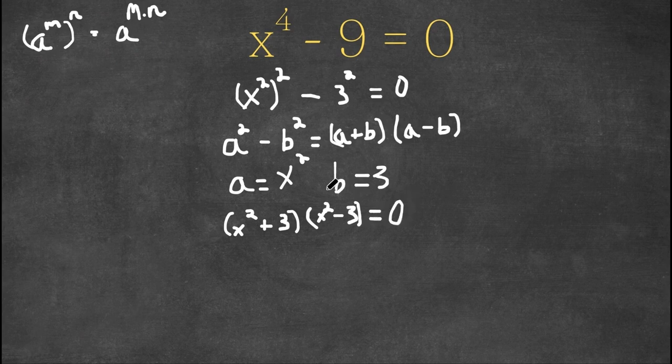And now this gives us two equations. We have x squared plus 3 equals 0 and x squared minus 3 equals 0.